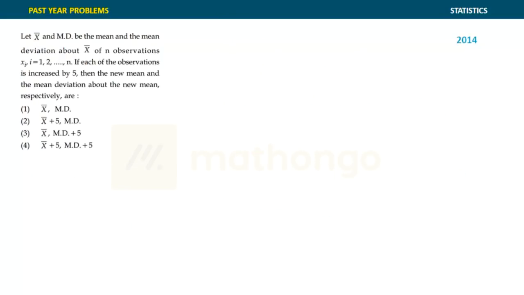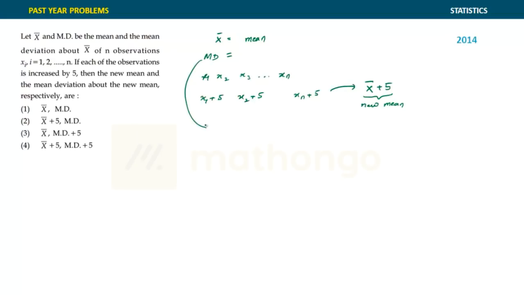Similarly, a question was asked in 2014. X bar is given to be the mean, and MD is the mean deviation of x1, x2, x3 up till xn. Now what has been done is that you have added 5 to all of them, right? Again a very basic question. Let's quickly go into what quantities will change. We know that x bar plus 5 will be the new mean, right? And by adding 5, will there be any change for MD? No.